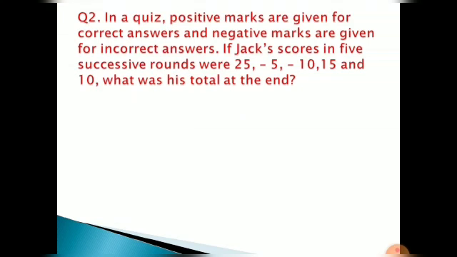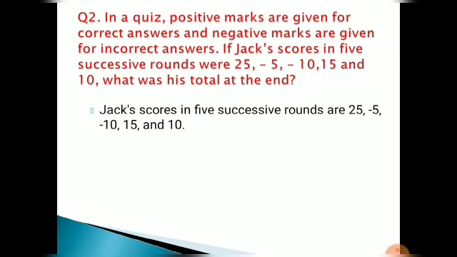Now look at the second question. In a quiz, positive marks are given for correct answers and negative marks are given for incorrect answers. If Jack's scores in 5 successive rounds were 25, -5, -10, 15 and 10, what was his total at the end? So the scores are given to us, which are 25, -5, -10, 15 and 10, and we need to find out the total.